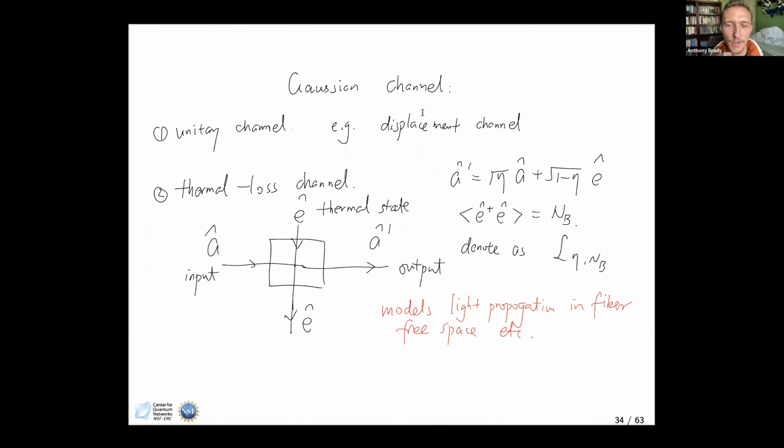A pure loss channel is when the environment mode E is in a vacuum state. There are no thermal photons. So you can think of this parameter eta as just an attenuation of your input. If you have light with intensity I, it gets attenuated by eta, which is some parameter less than 1. Okay, we go to the next slide now.